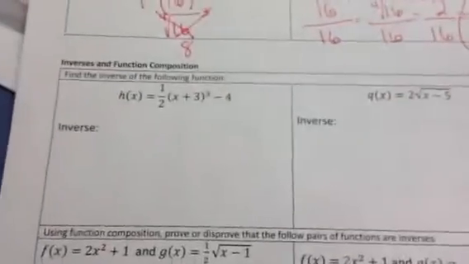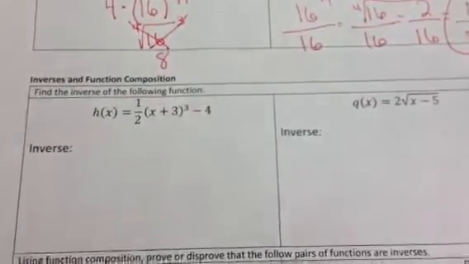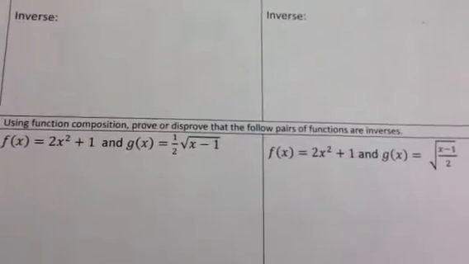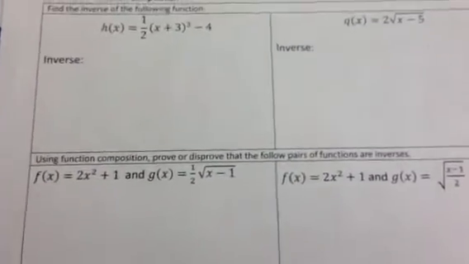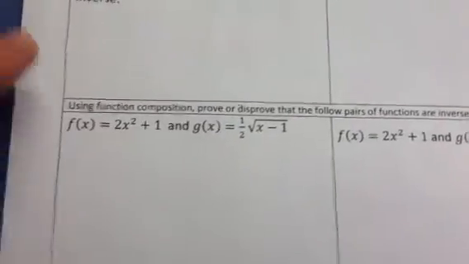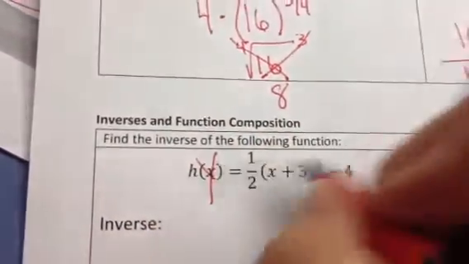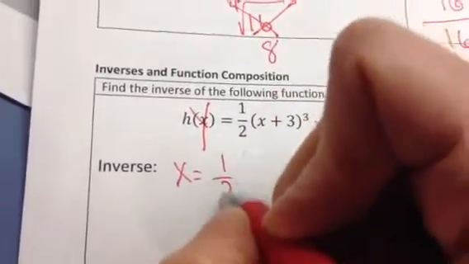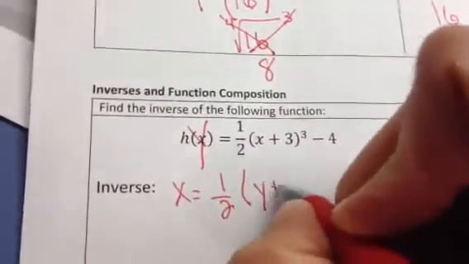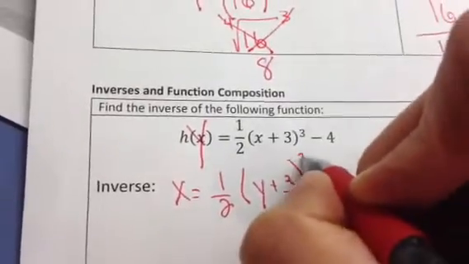Okay, the latest part, the last section of the book: you have to find the inverse of the following function, and then prove that they're inverses, or disprove it on the next part, by showing that if you do the composition of them, you get just x. So, inverse, first two problems. First, h of x, make that y, and now I'm going to switch these x's and y's around. And now my job is to get the new y by itself.